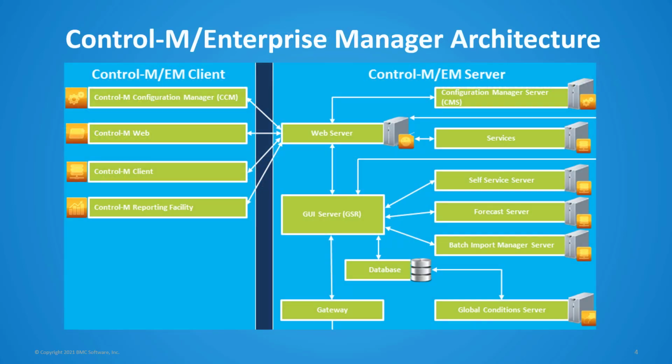Here we can see the architecture of the Enterprise Manager. It includes the following types of subcomponents: Control-M Client, which includes the CCM, Control-M Web, Control-M Client, which is a workload automation client, and Control-M Reporting Facility, now known as Control-M Reports. These enable users to connect to the Control-M environment to generate reports and define, run, and monitor job flows. Then on the right side, we have the EM servers and infrastructure components. We'll go over these in the next slides.